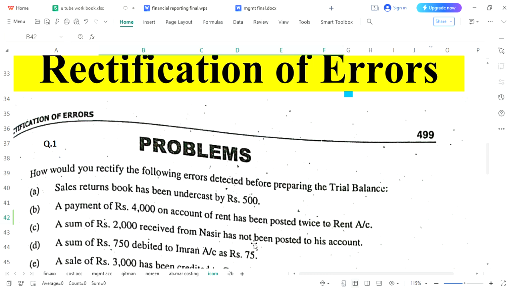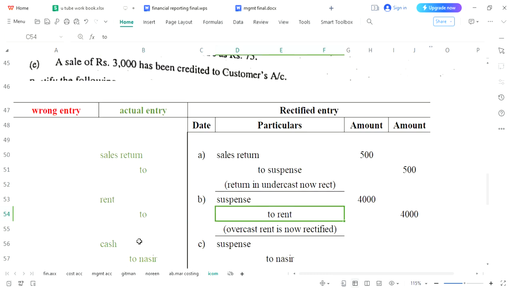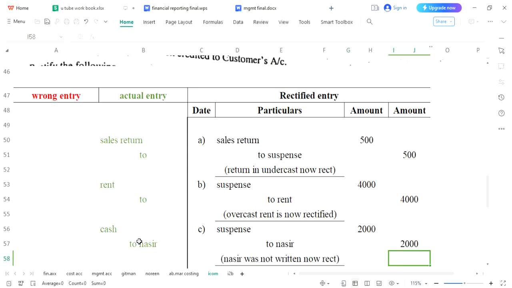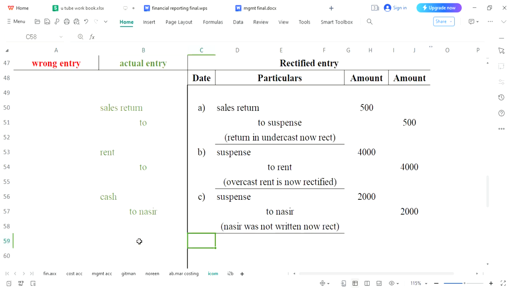For C entry, we have amount 2000. Just write down 2000 over here. In the similar way, 2000 would be written on credit side. C entry gone. And now we will see what D entry is saying to us.